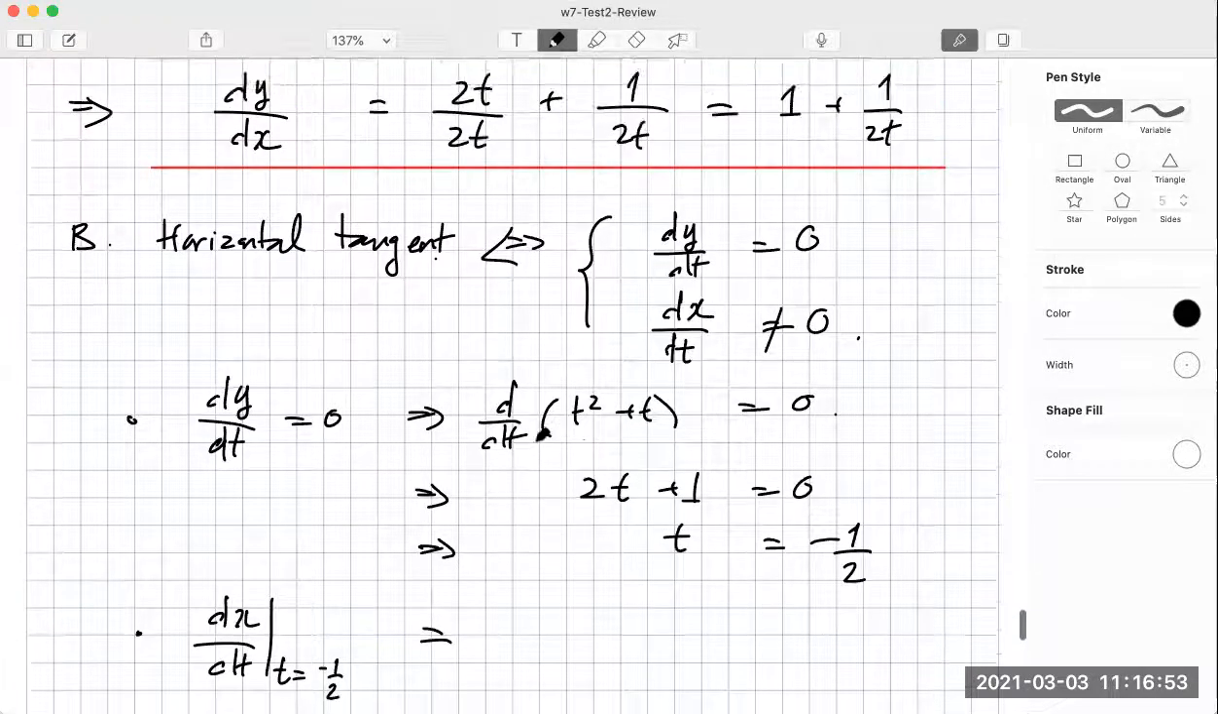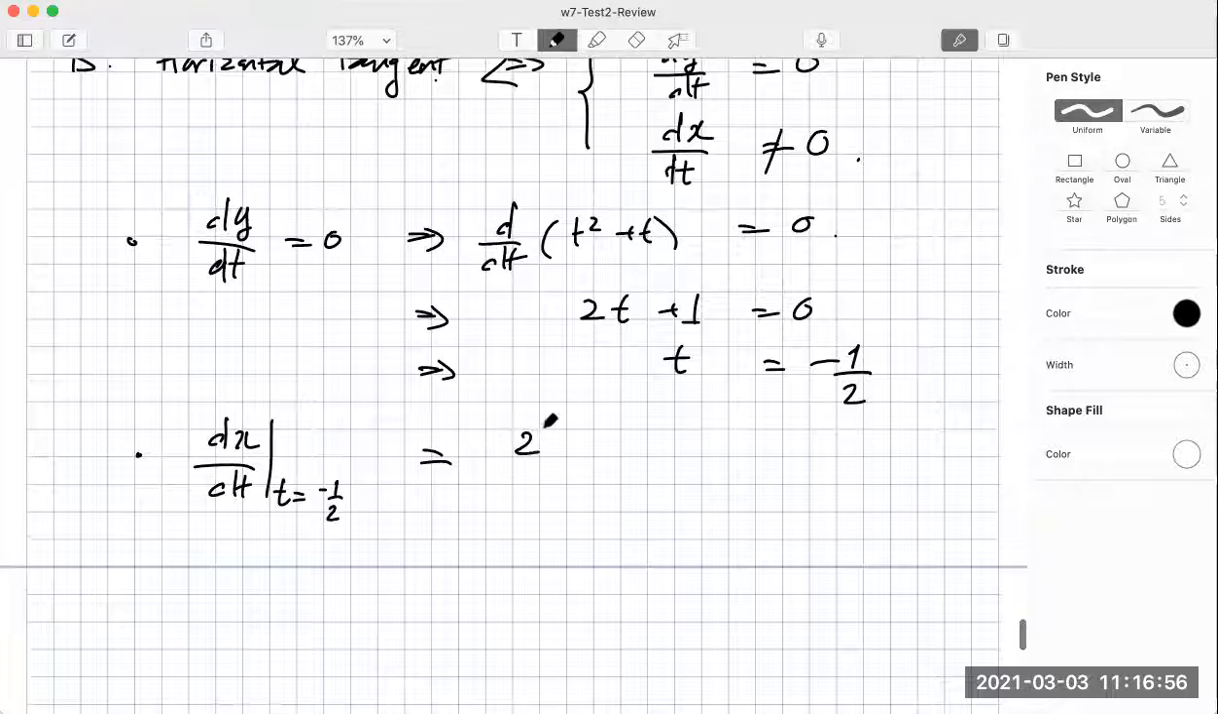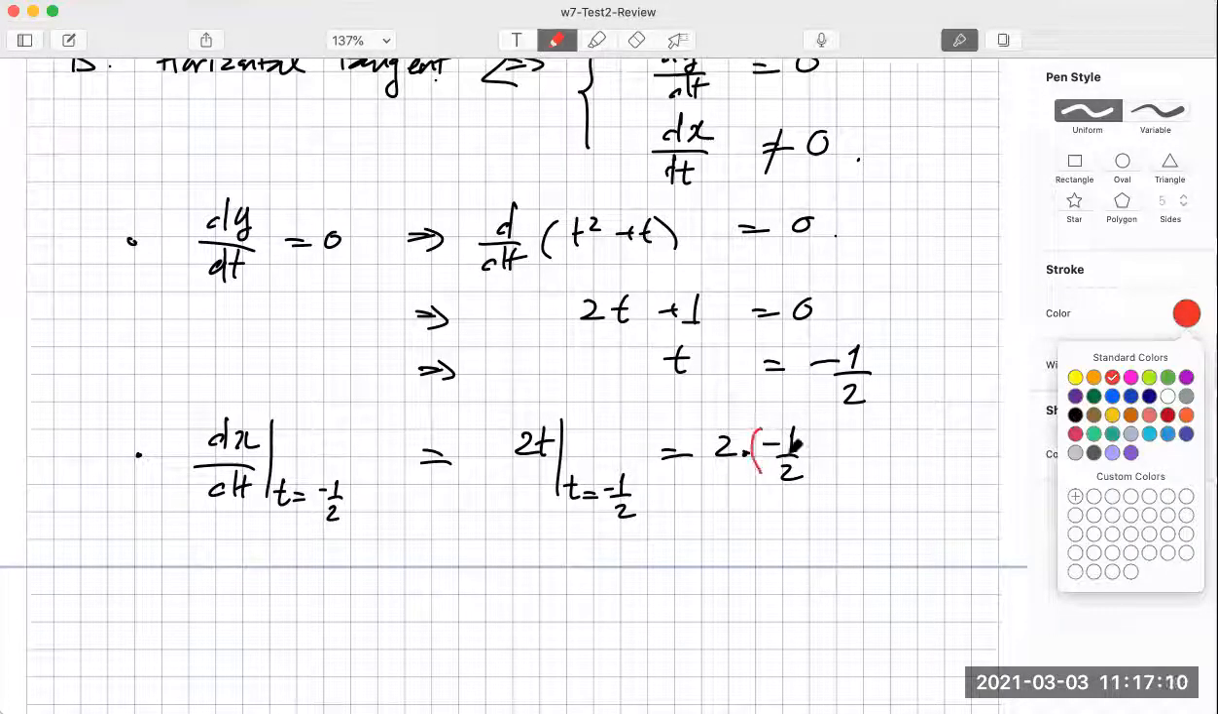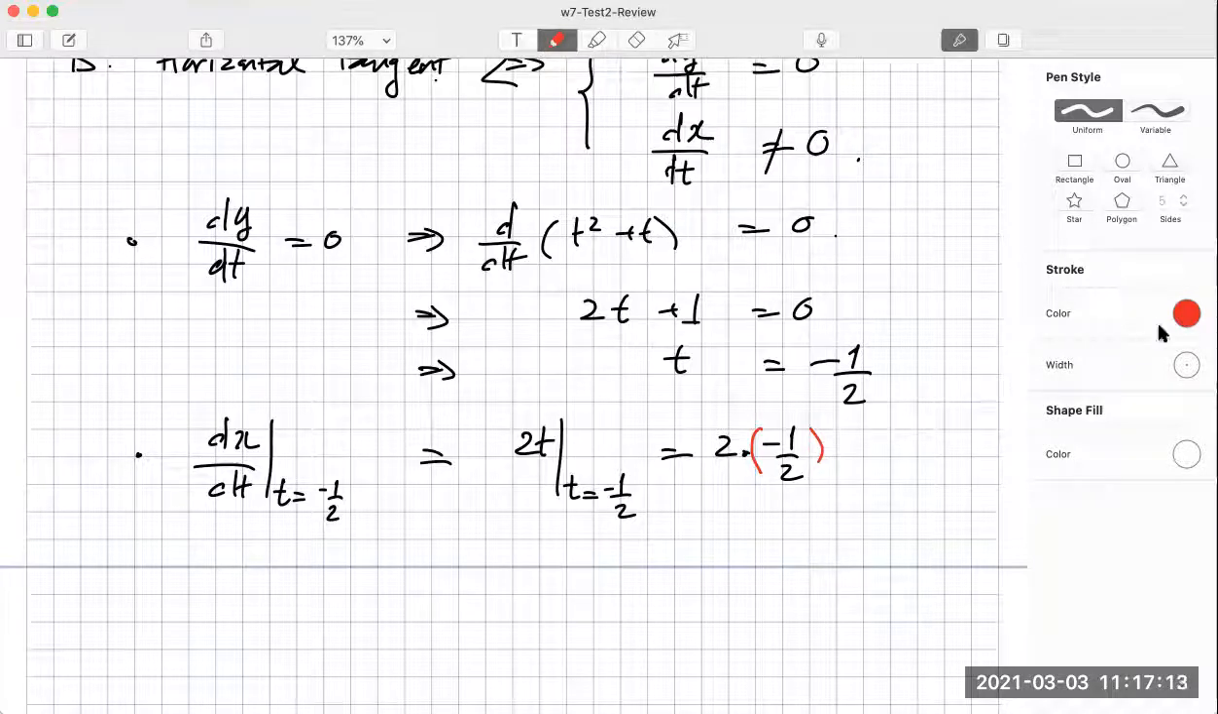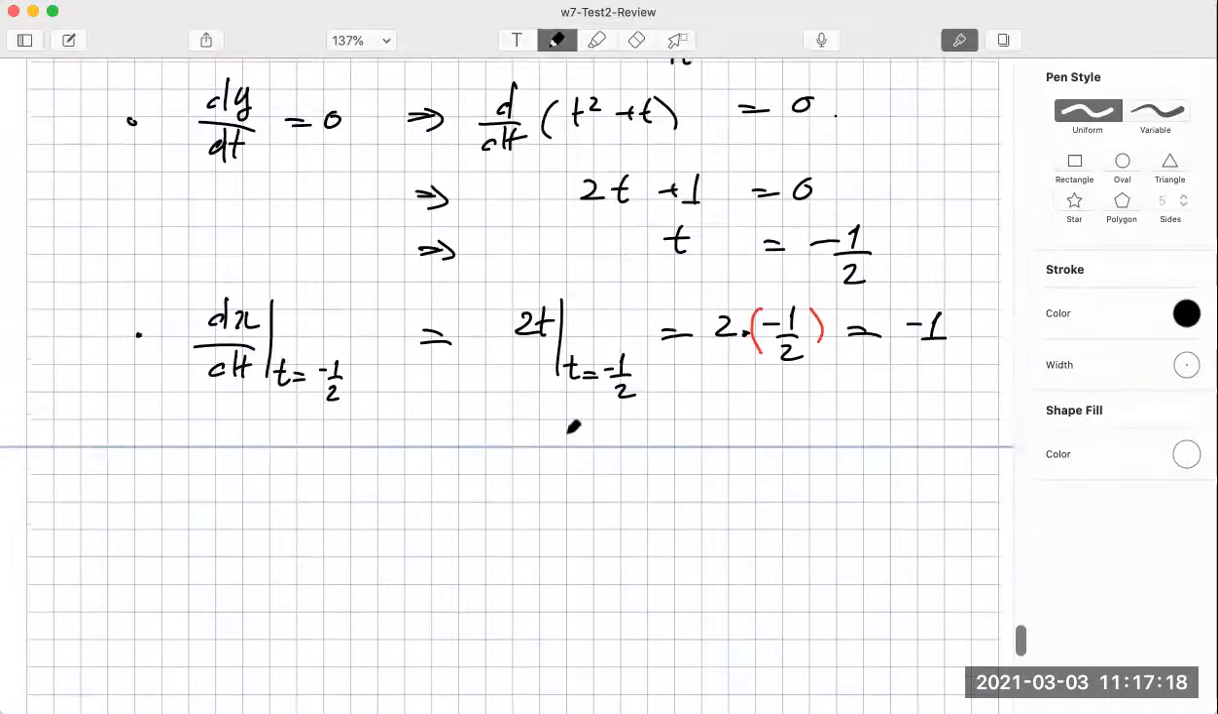Look at this. dx over dt is 2t, right? At t equal to -1/2, it is 2 times (-1/2). Remember, we should write the parentheses like this, otherwise you may confuse the reader. Therefore, it will be -1, and definitely dx over dt is not 0.